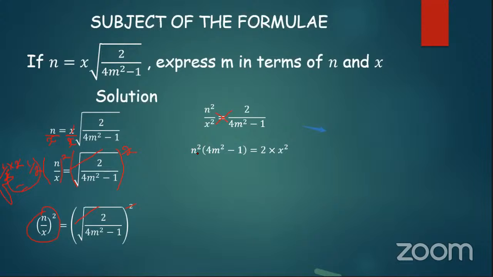So we have the n squared, and this is where we had reached. And here we said we open brackets. So we shall get n squared times this term and also n squared times the 1. So n squared times 4m squared will give us 4m squared n squared, then minus n squared is equal to 2x squared. But you should remember where we are heading. Our aim is to remain with m on one side. So what are we going to do here?